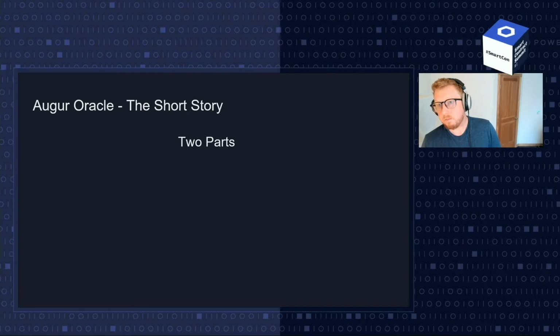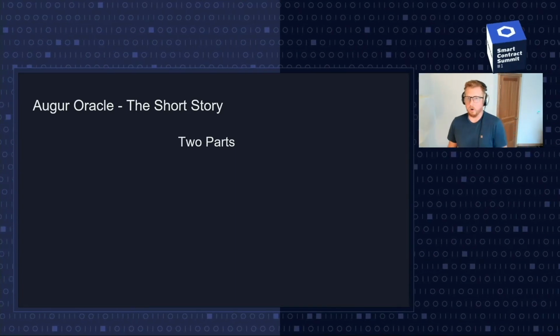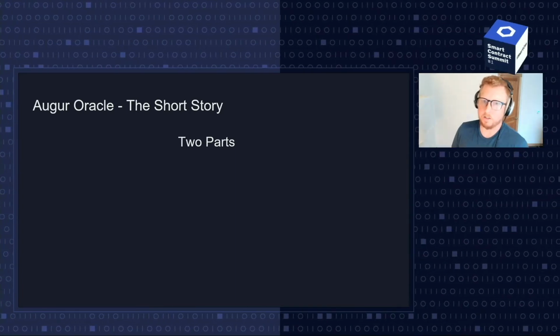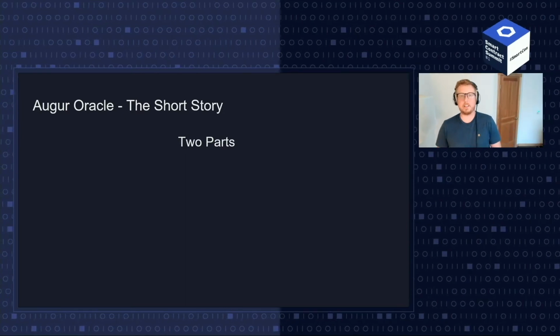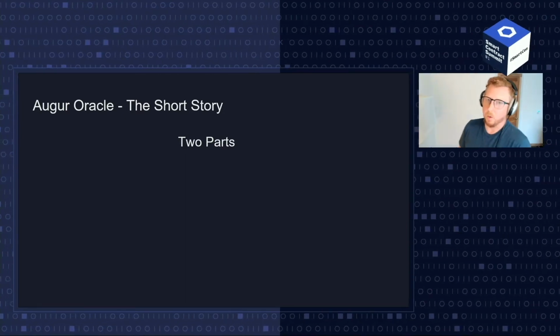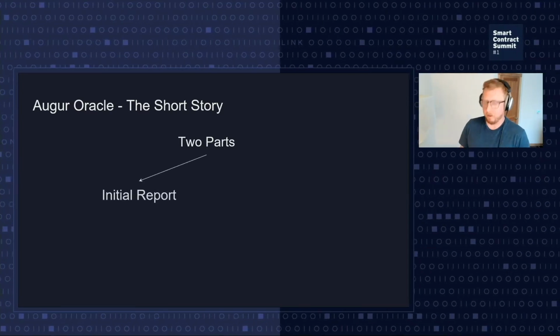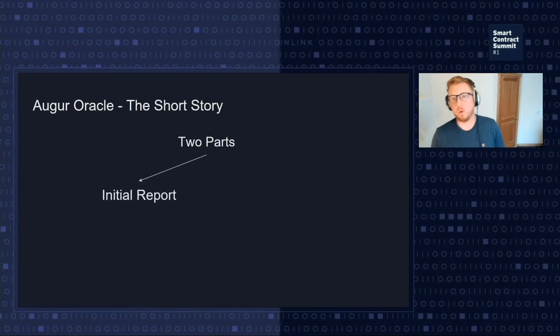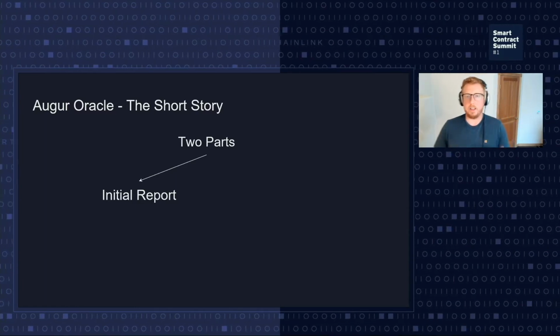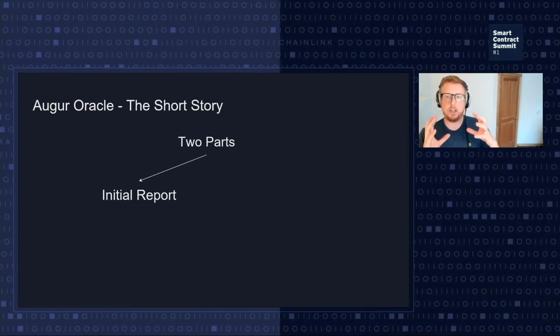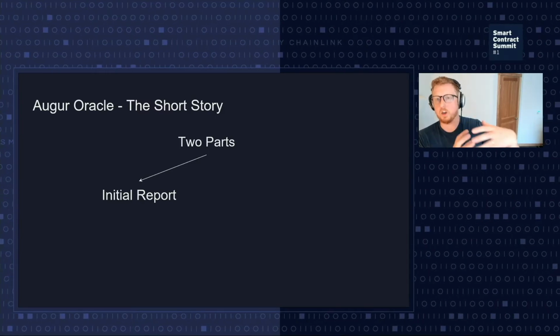So let's talk a little bit about the Augur Oracle. The Augur Oracle is a very complex beast, but it exists in two basic parts. One of those parts is simple, one of those parts is complicated. The first part of the Augur Oracle is called the initial report. This is the answer that is initially said that a market outcome is.